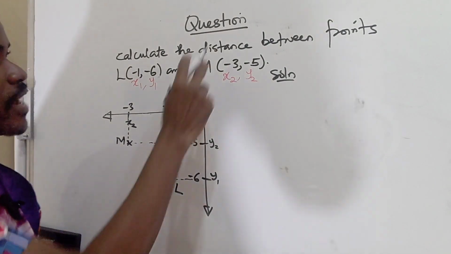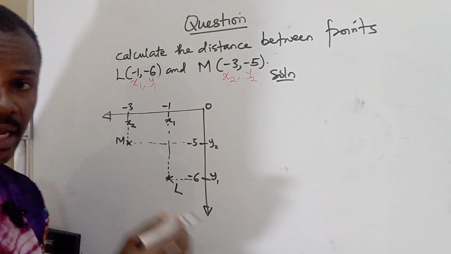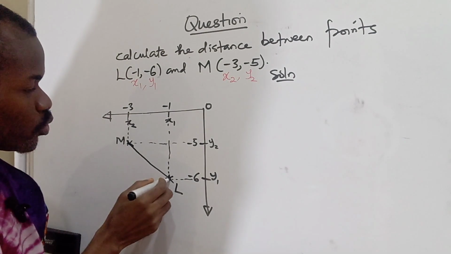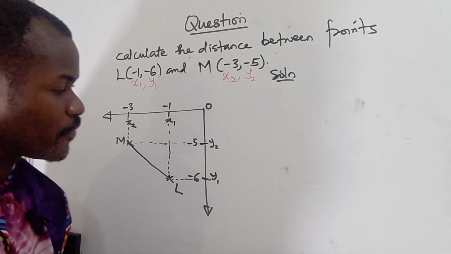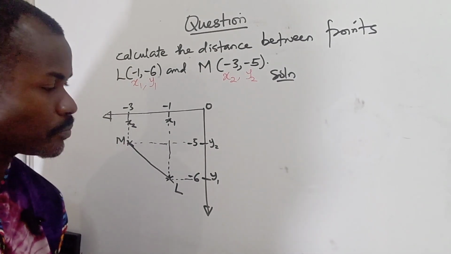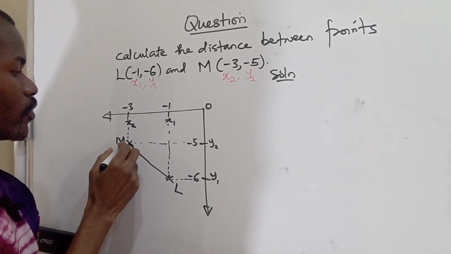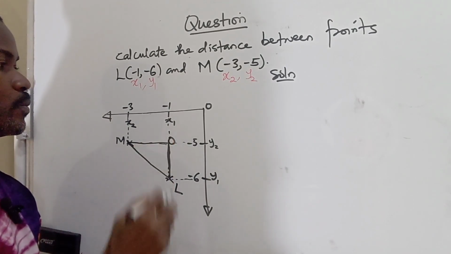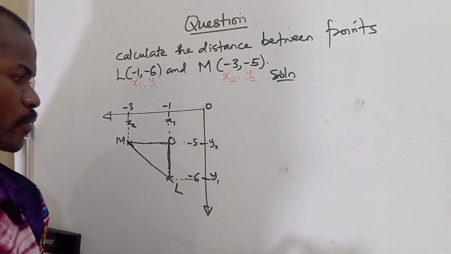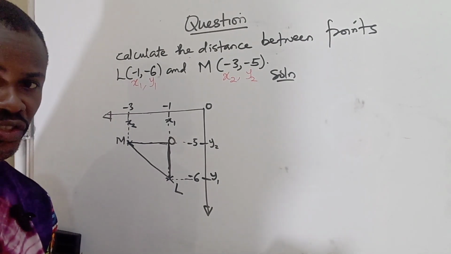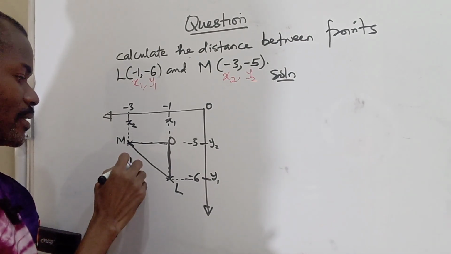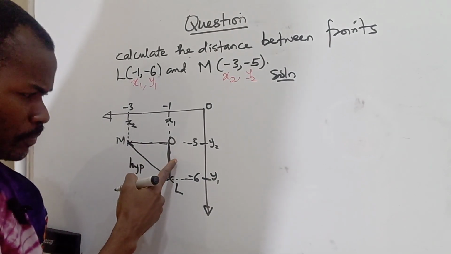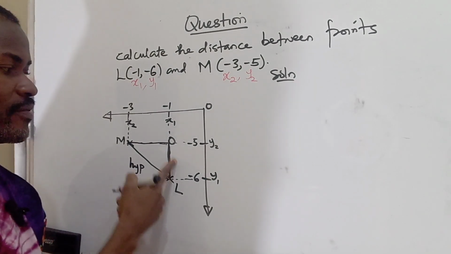So the question says we should find the distance between these 2 points. So all I need to do is draw a straight line to join the 2 points. All right, so how do we find this distance? I'm going to form a right angle triangle like this. Let's call this point O. So based on Pythagoras theorem, we have this part as the hypotenuse. So here could be the opposite or here could be the adjacent, and vice versa.